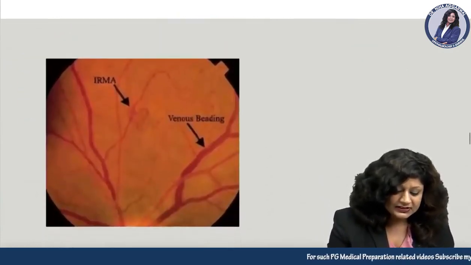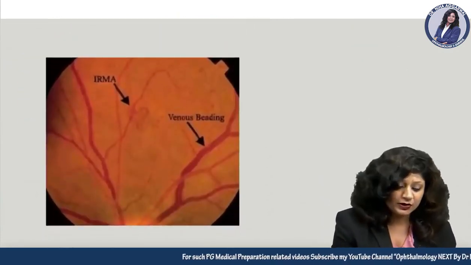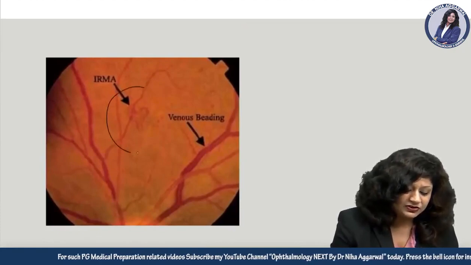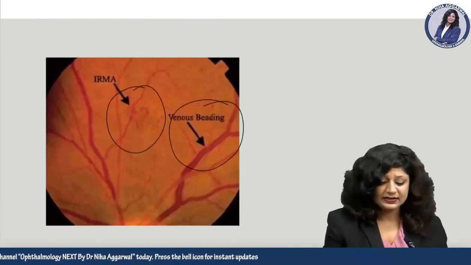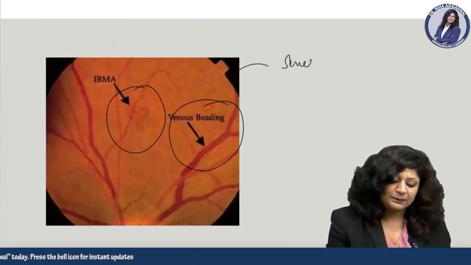Alright. Now this is another visual which is showing you the same things. The IRMA is seen here, and then we also have the beading inside the vein. Again, it is a severe NPDR. So I can say it is a severe NPDR.